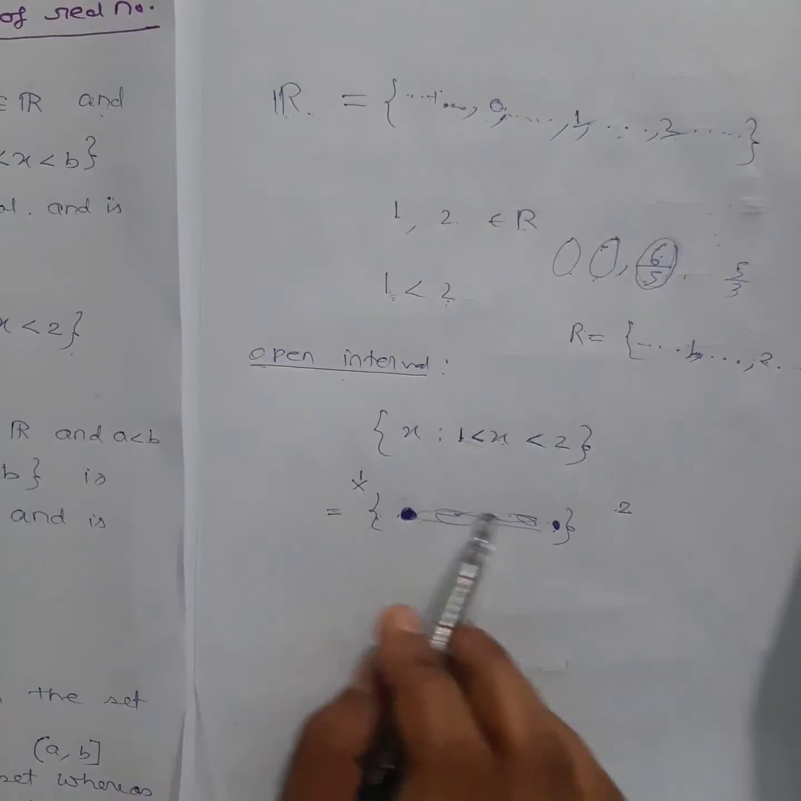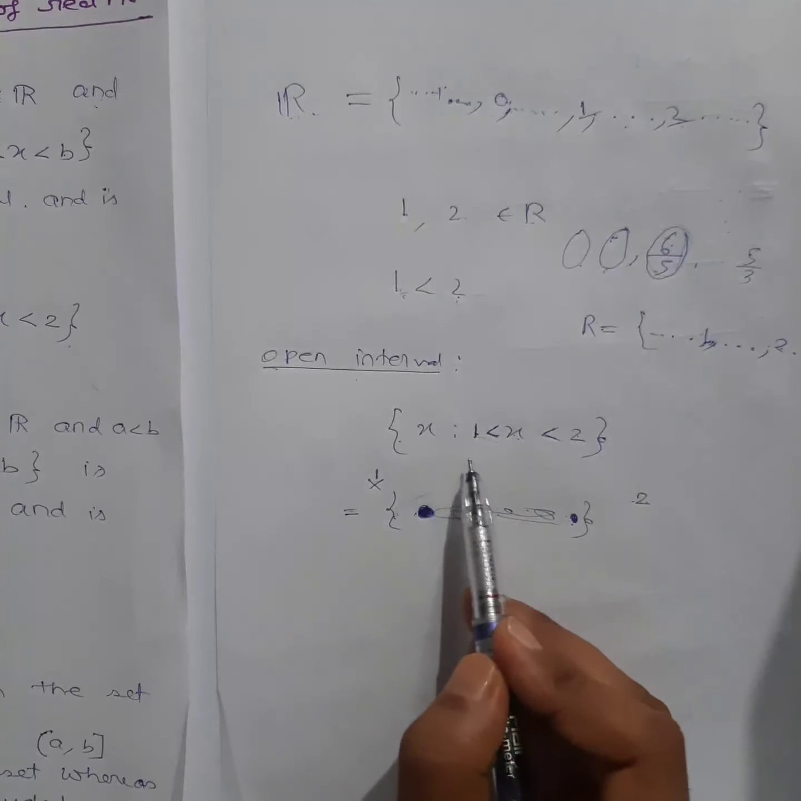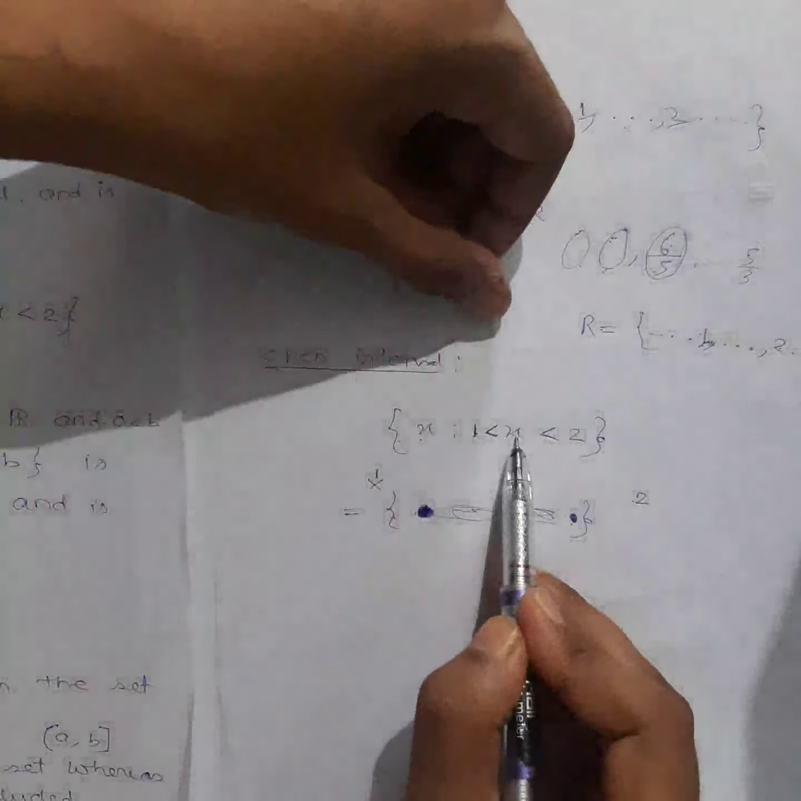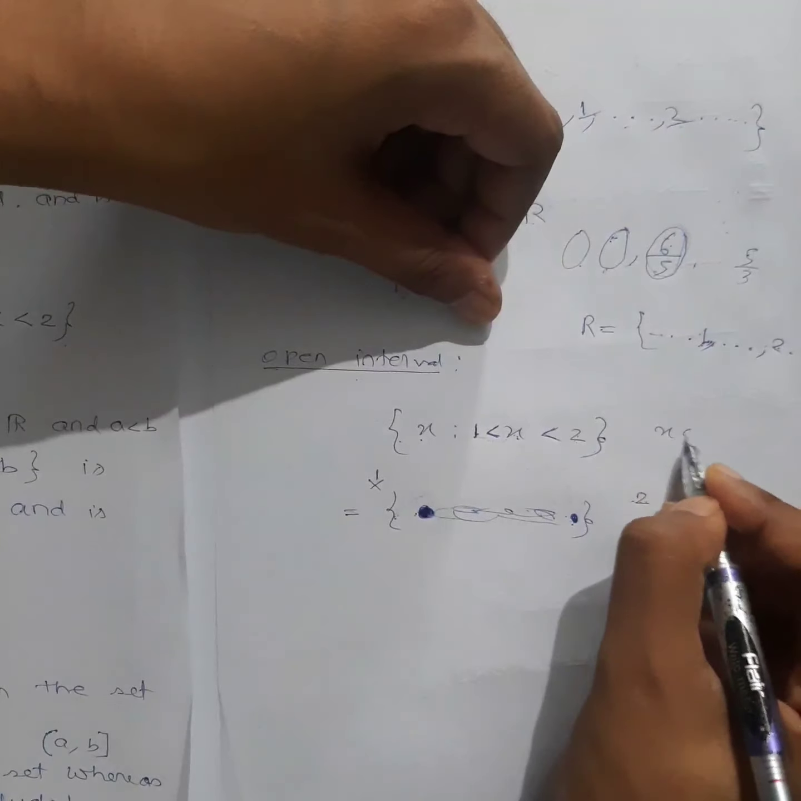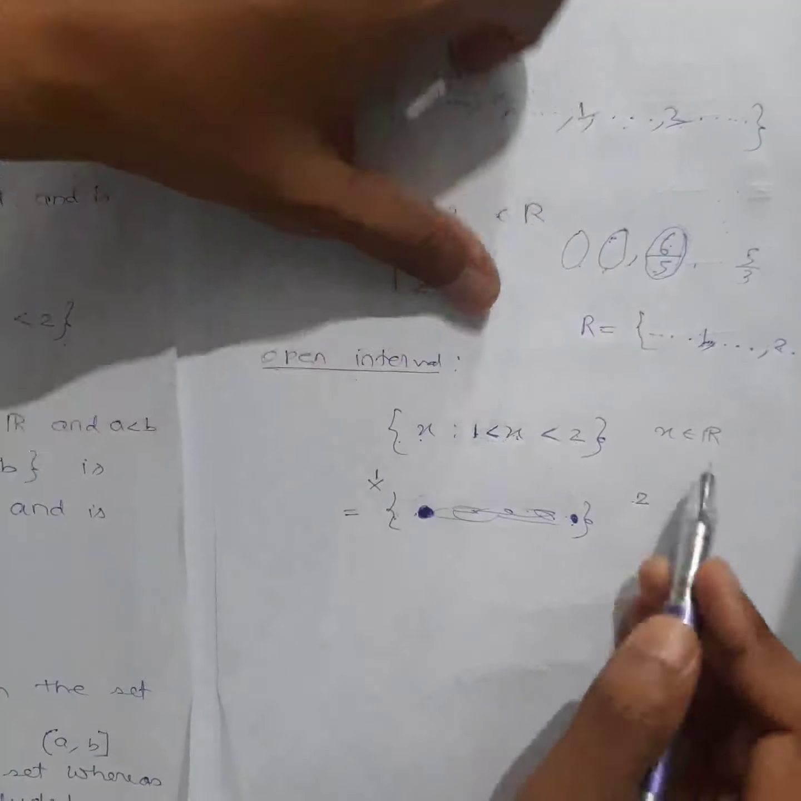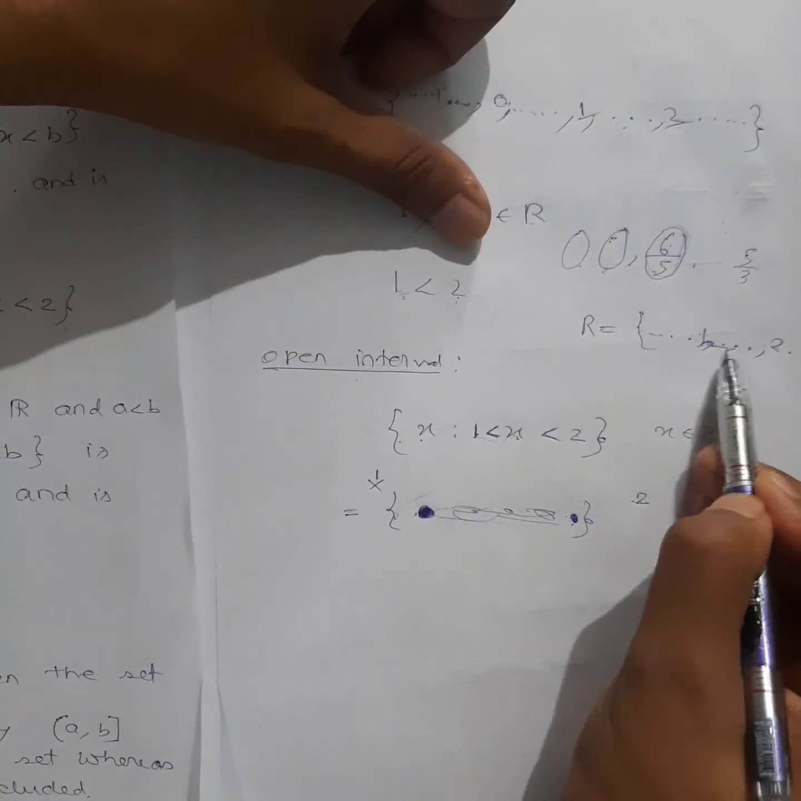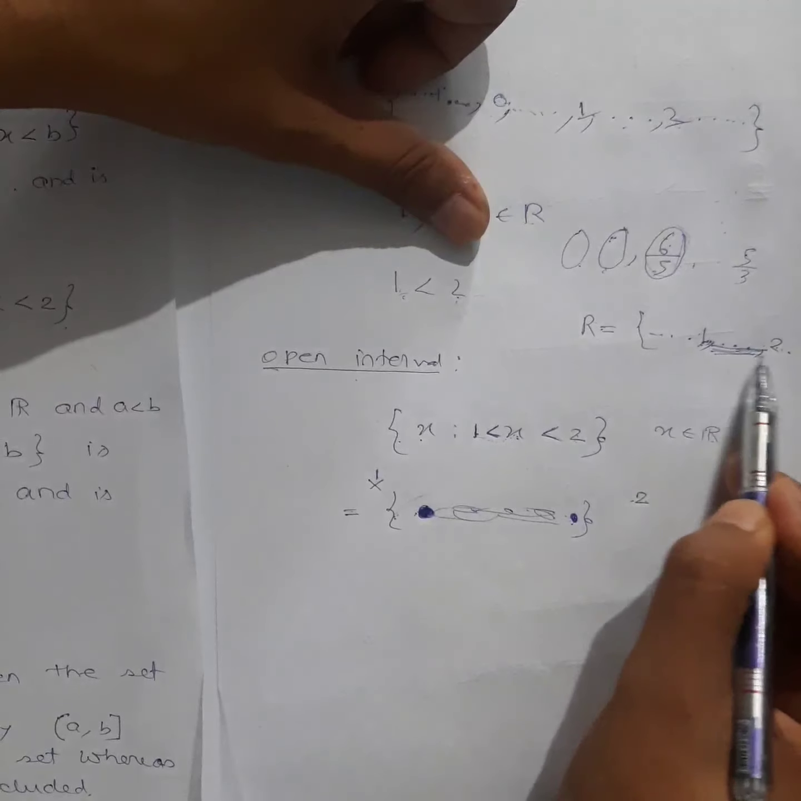So I'm not able to list the elements here, but I have written them in set builder form. Once you see this, you need to understand what the elements are. X greater than 1 and less than 2, and x belongs to the real numbers, right? Set of real numbers means x greater than 1, there are infinite numbers, so those will be the elements, and less than 2, those will be the elements.